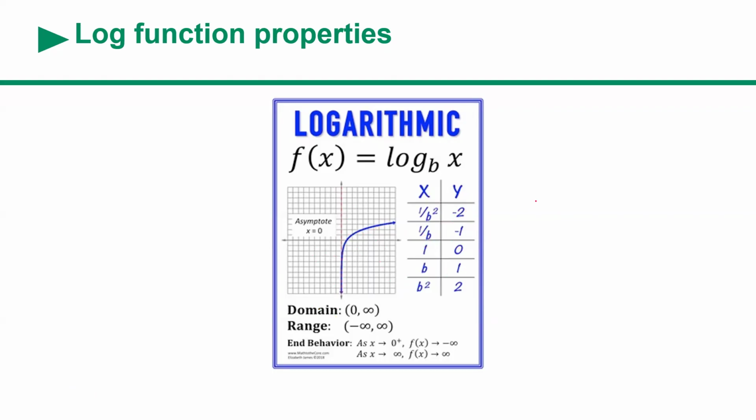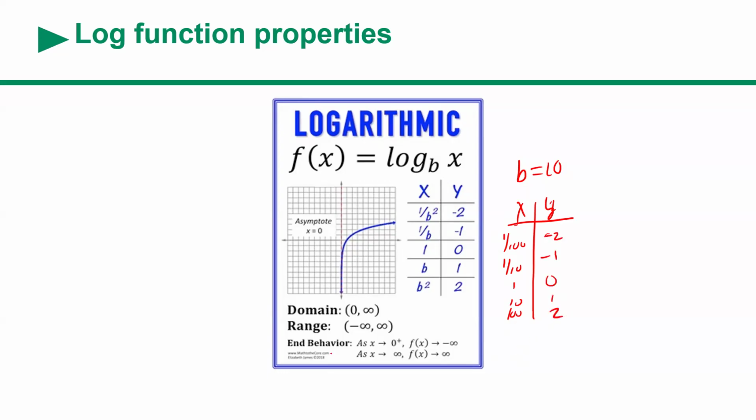So for example, if b was to be equal to 10, then the x values would be 1/100, 1/10, 1, 10, and 100. And then your y values would still be the same: -2, -1, 0, 1, and 2.